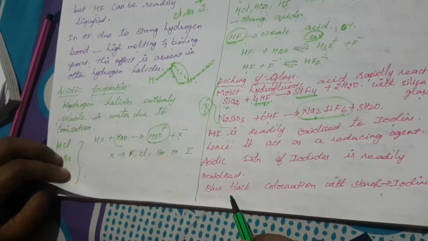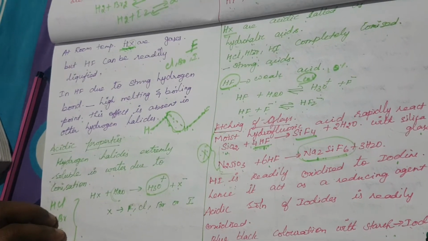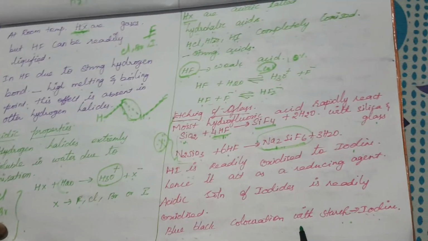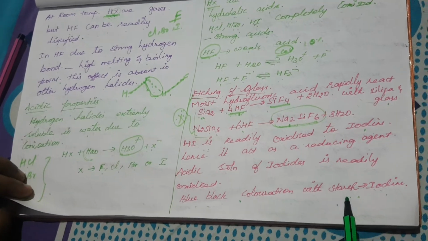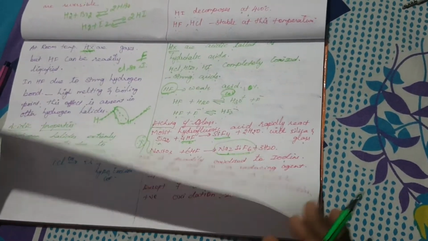So blue black coloration with starch and iodine. When we add a small drop of iodine to the starch solution, it turns blue, which means the solution contains starch. Iodine has the property of turning starch blue black.